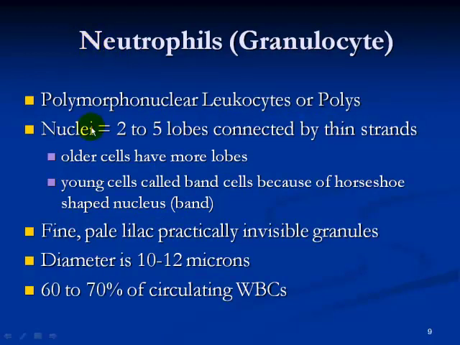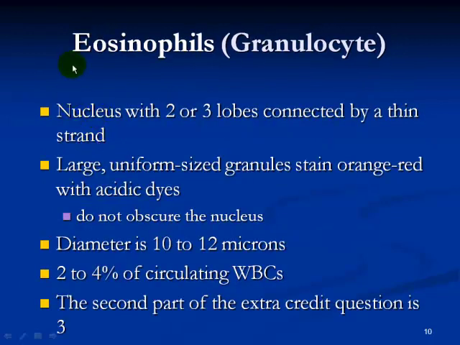The neutrophils, we saw the pictures of them in class yesterday or earlier today, and they're the majority of your circulating white blood cells. The eosinophils are kind of large size. They are 2 to 4% of the circulating white blood cells.